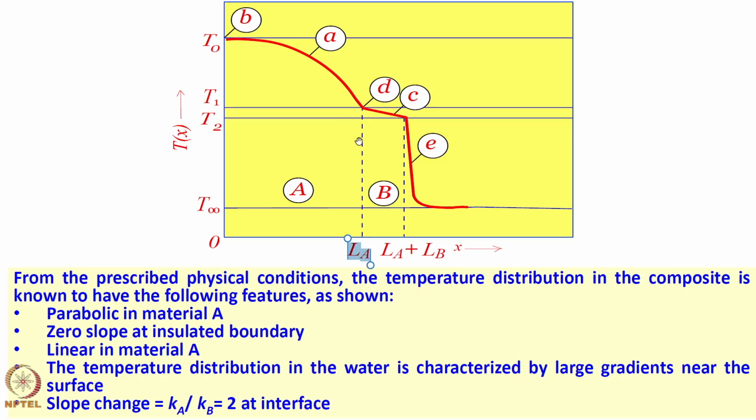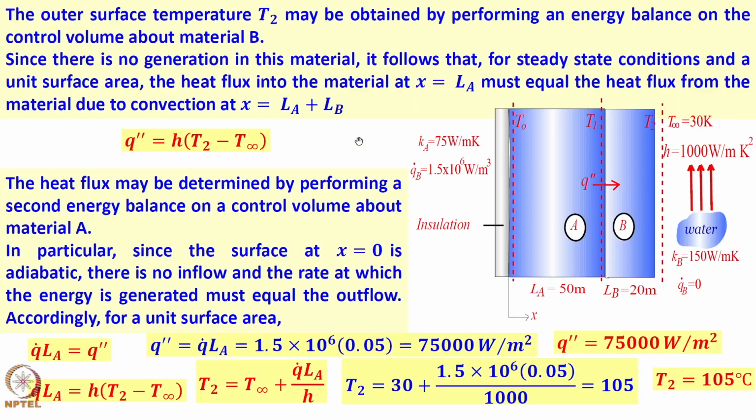So, minus k dt by dx at A is minus k dt by dx at B. So, the gradients, dt by dx at A divided by dt by dx at B would be Kb by Ka, or otherwise it is Ka by Kb in case of the other ratio. Okay. So, outer surface temperature is obtained by simple energy balance.